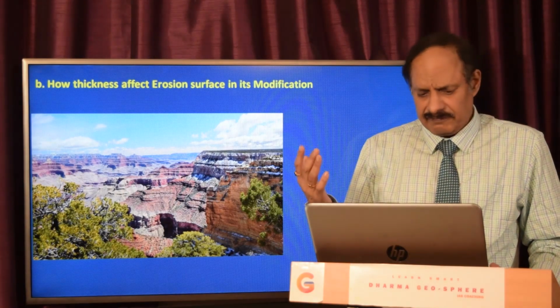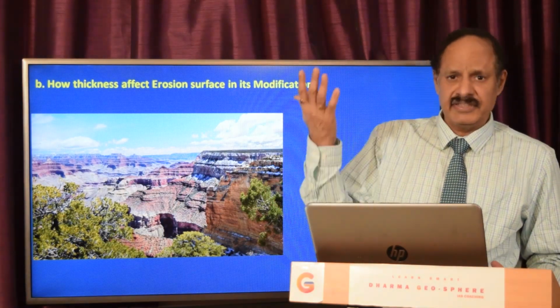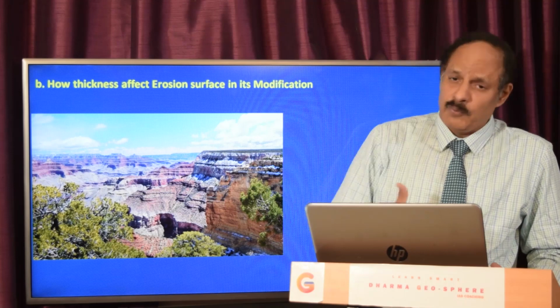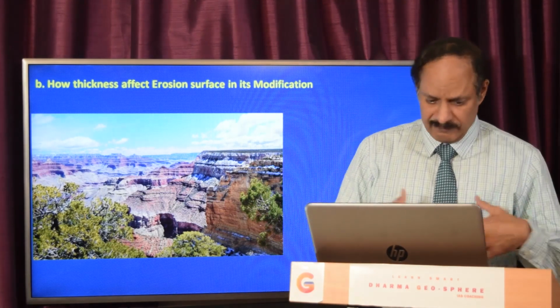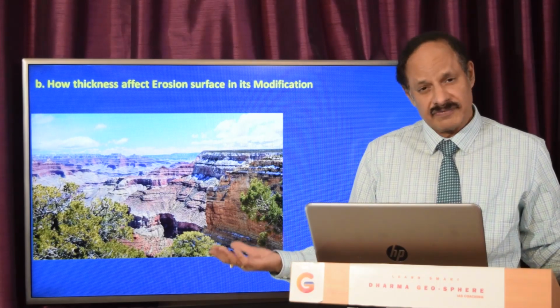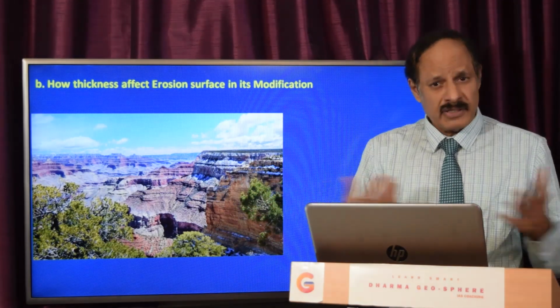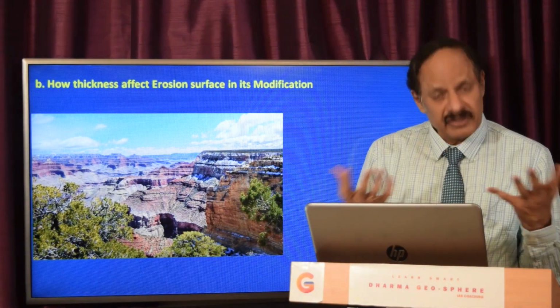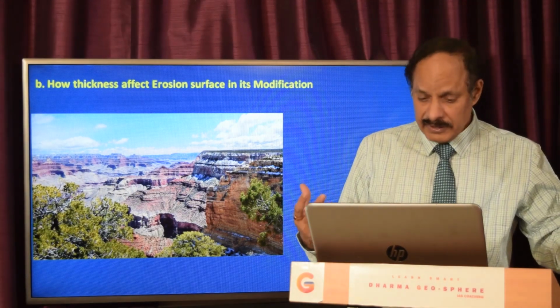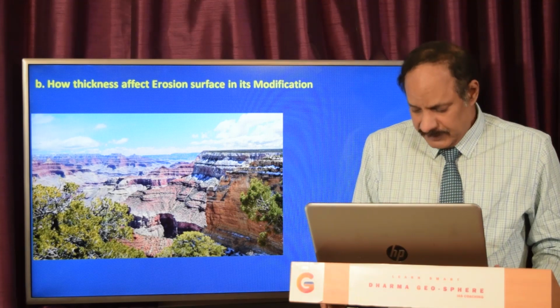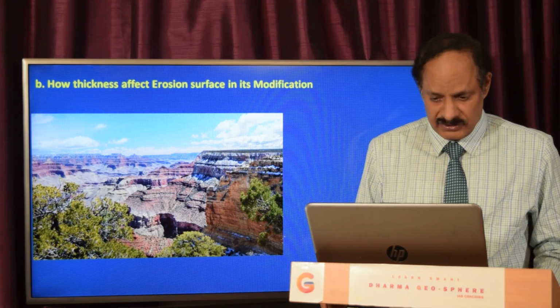Similarly, the thickness affects the erosion surface. The thicker it is, the more the modification, because it has so much uplift and sediment which can get eroded, and finally the entire erosion surface gets modified. Sometimes a remnant remains to identify it as an erosion surface, and you can see that over the years the thickness has actually affected the erosion surface.